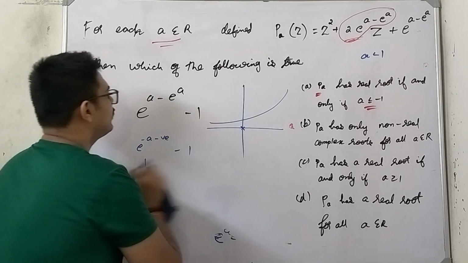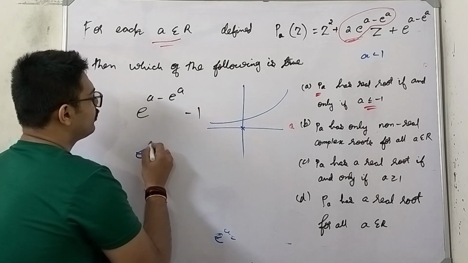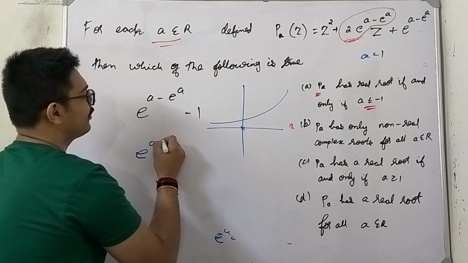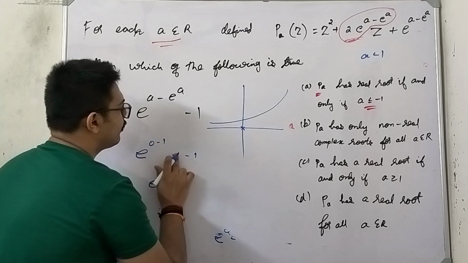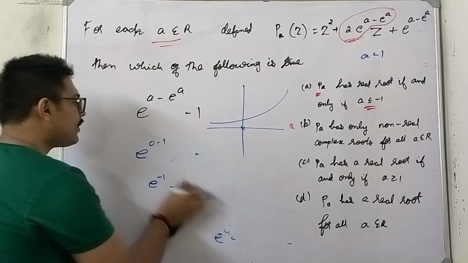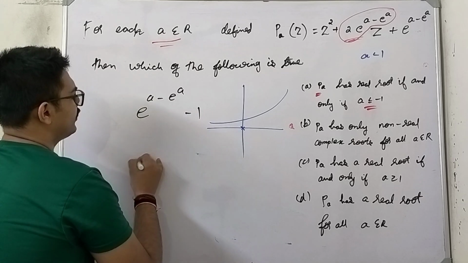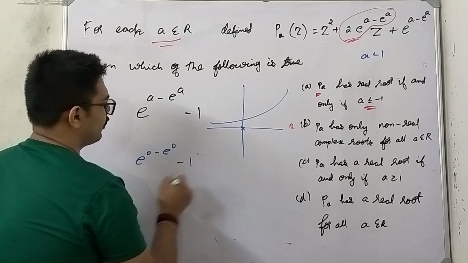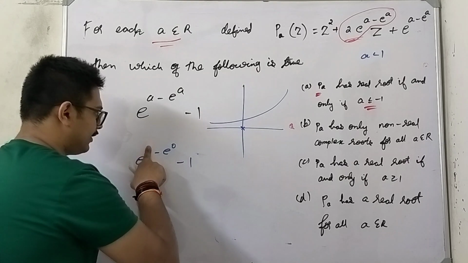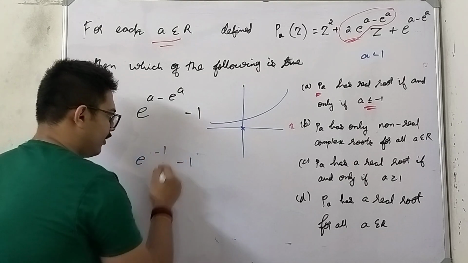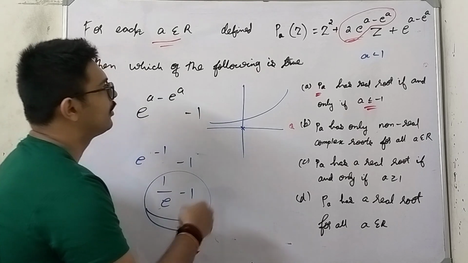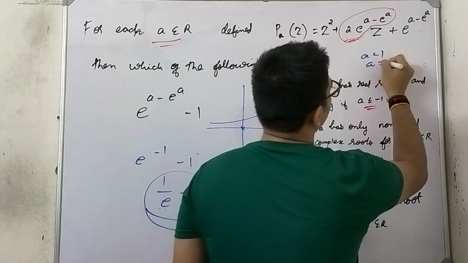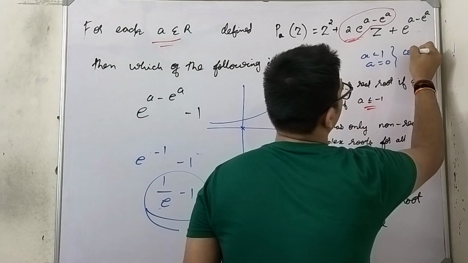What happens if a is 0? If you put a equal to 0, e raised to 0 minus e raised to 0 minus 1. E raised to 0 is 1, so it will be 1 by e minus 1, which will always be less than 0. So if a is equal to 0, there is also only a complex root.